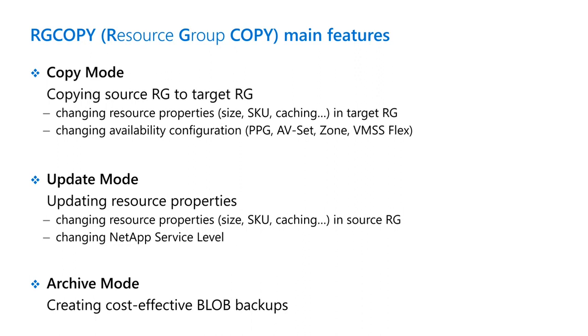In archive mode, a backup of all disks is created and stored as cost-effective blobs in a storage account of a backup resource group. No resources are deployed in archive mode. However, RGCOPY creates an ARM template that can be used later to restore the resource group from the blob backup. This ARM template is also stored in the storage account of the backup resource group. Let's start the first demo.